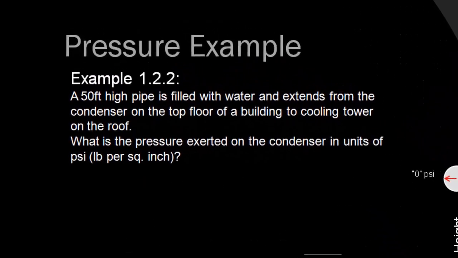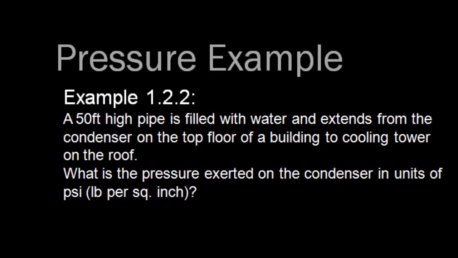Let's consider another example, example 1.2.2. In this example, a 50-foot high open pipe is filled with water and extends from a condenser on the top floor of a building to a cooling tower on the roof. The question is, what is the pressure that is exerted on the condenser due to the water in the pipe? And give the answer in units of pounds per square inch, PSI.